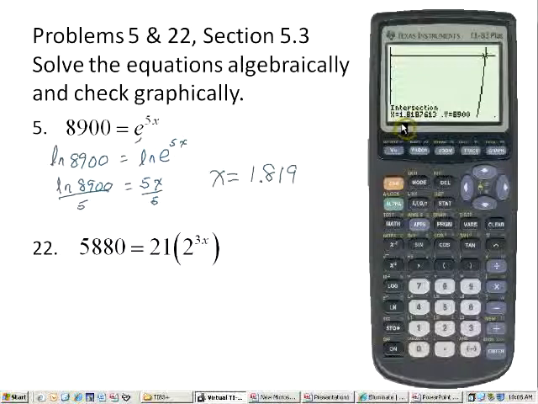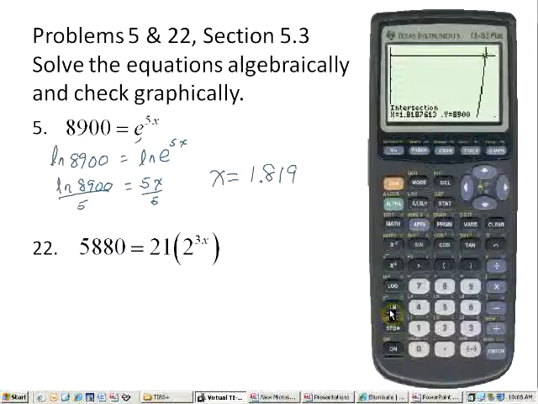Notice that our answer that we have here, 1.8187613, is about what we had earlier, so this checks it. Now let's go to the second problem. On the second problem, number 22 here, the first thing I want to do is get this exponential expression by itself. So I'm going to divide both sides by 21.